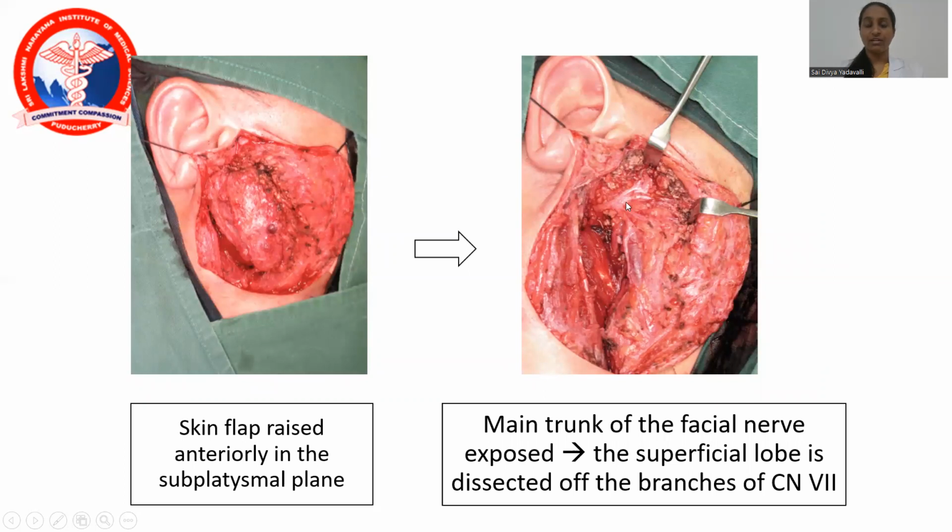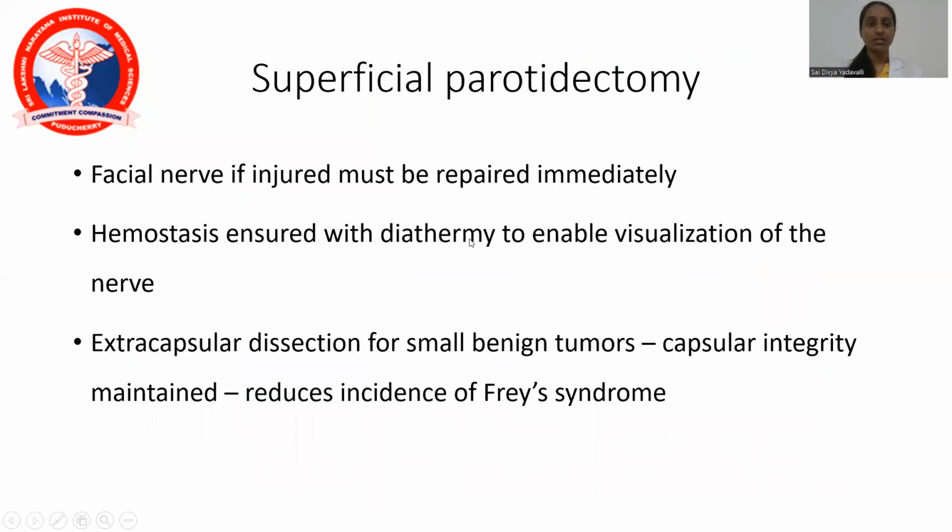Now, as I mentioned before, identification of the facial nerve is an important part of parotid gland surgeries. So now the main trunk of the facial nerve is exposed and identified, and all gland that is above the facial nerve, that is the superficial lobe, is dissected off the branches of the facial nerve. When the facial nerve is injured, it must be repaired immediately. Hemostasis should be secured with diathermy to enable visualization of the nerve. Extracapsular dissection of small benign tumors where the capsular integrity is maintained reduces the incidence of Frey syndrome.